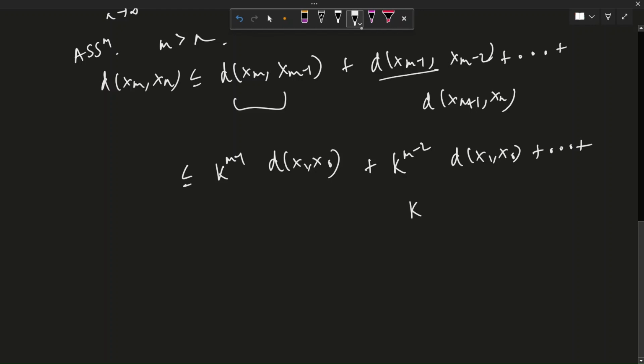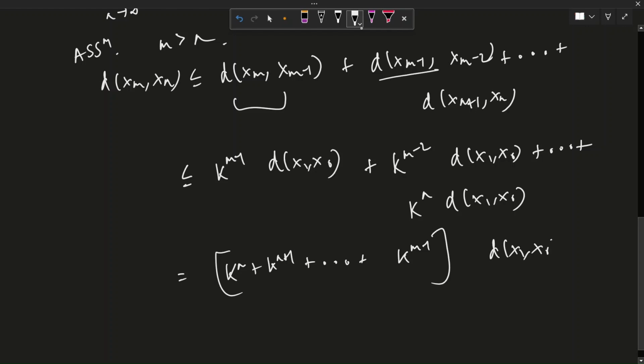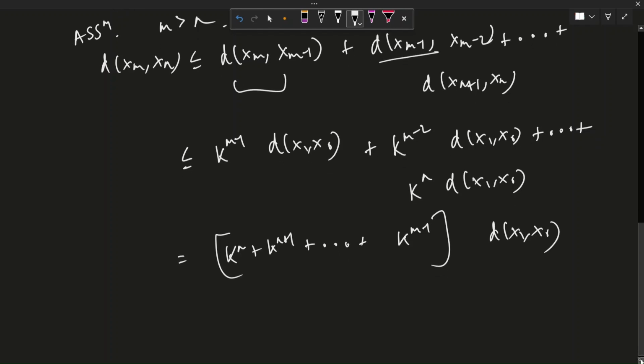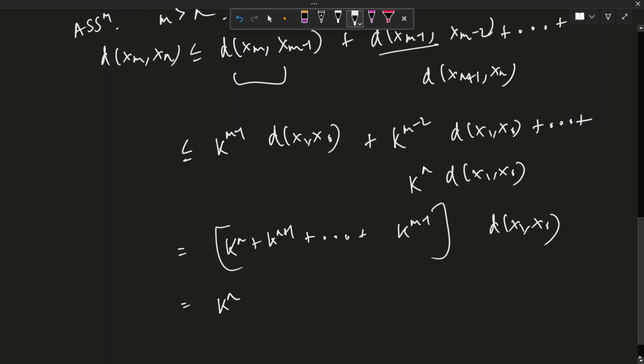The last one we have is k to the n times the distance between x1 and x0. Let's take all the d(x1, x0) in one place and write k to the n plus 1, dot dot dot, all the way to k to the m minus 1, times d(x1, x0). Notice that n is the smaller one and m is the larger one. For simplicity, I'm going to take k to the n out of this whole expression, and I'm left with 1 plus k, plus k squared, all the way up to k to the m minus n minus 1, times the distance between x1 and x0.